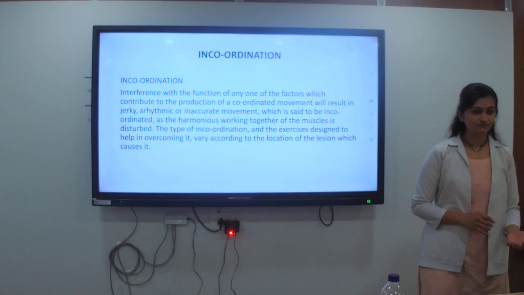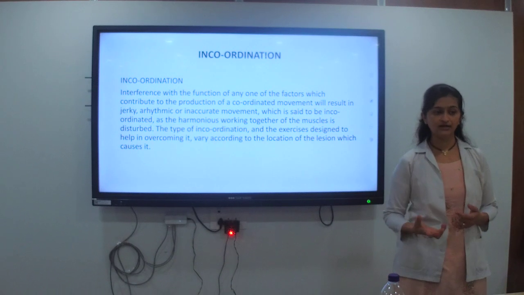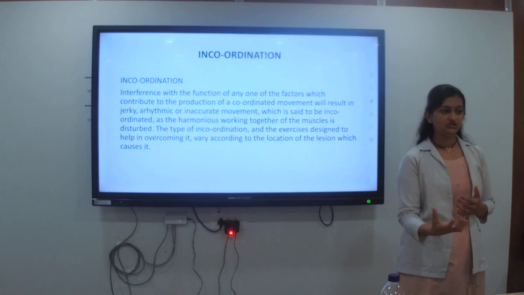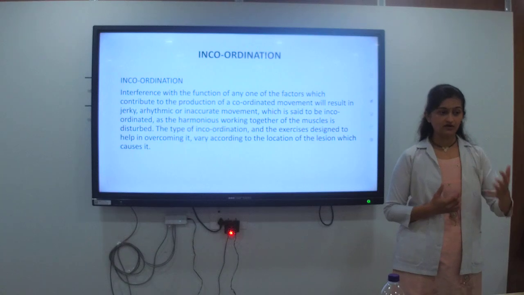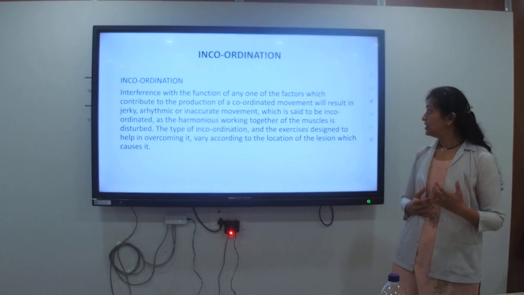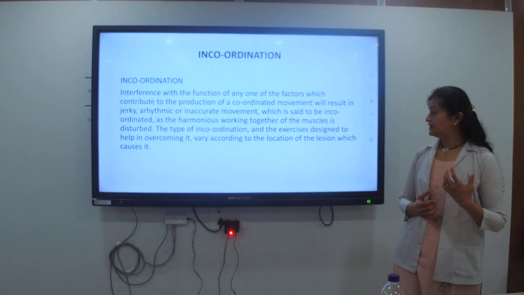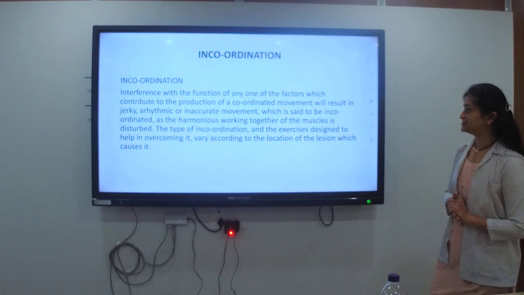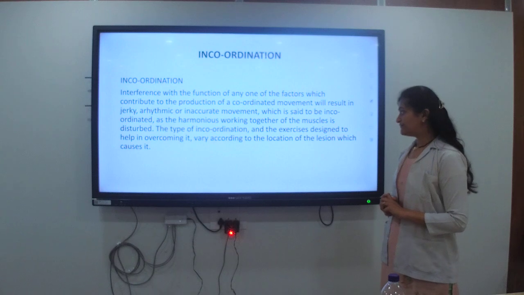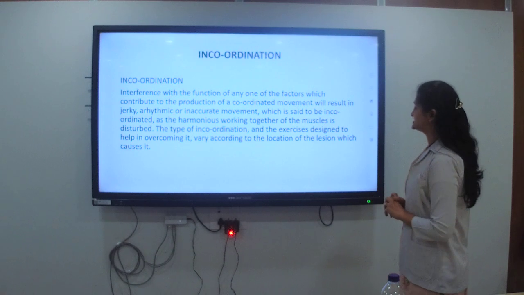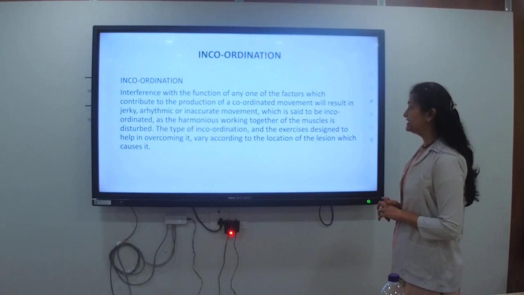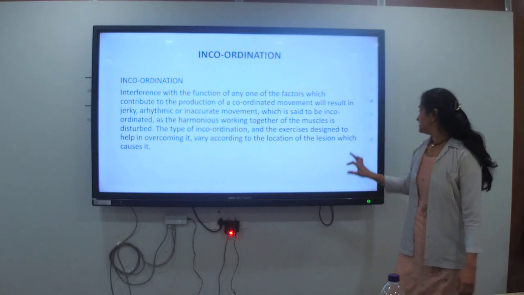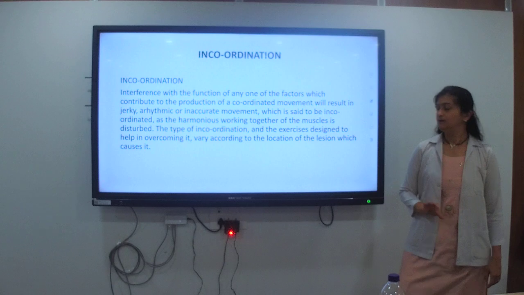Suppose you are lifting something, like a pen or a bottle, you will see that the patient makes some jerky movements, or shivers, or is not able to do the accurate movement. That is called incoordination. The type of incoordination and the exercises designed to help in overcoming it vary according to the location of the lesions which cause it.